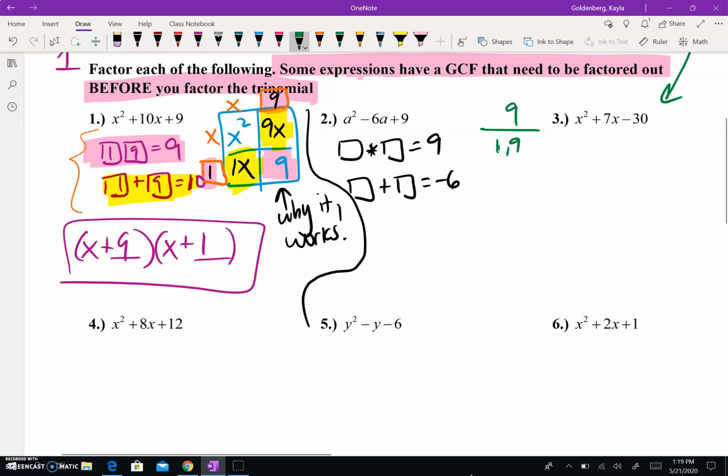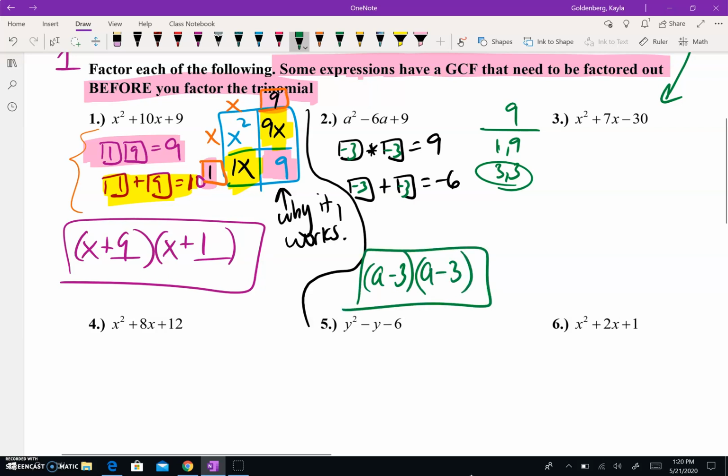Generally, if it's a larger number, I will list out my factor pairs and think through which of the factor pairs could combine to be a 6. And I'm seeing 3 and 3. But in order to make it a -6, I would have to make them both -3s. And a negative times a negative is, in fact, a +9. So it's going to be, not x, sorry about that, a minus 3 times a minus 3.